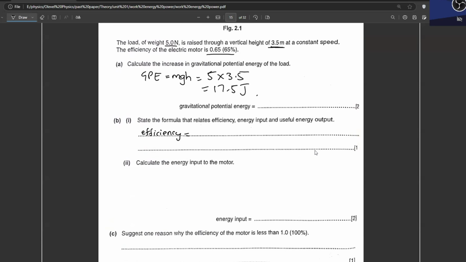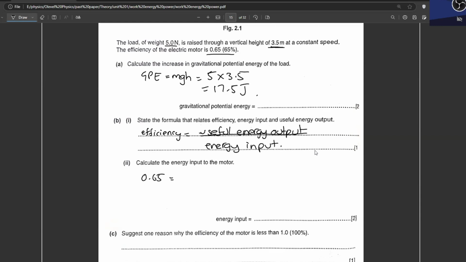Efficiency is equal to useful energy output divided by energy input. Calculate the energy input to the motor. Very easy. Your efficiency is 65%, so place 0.65 here.